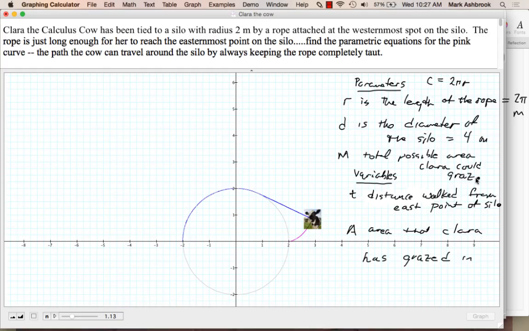Then what's the domain of capital A? What's the domain of capital A? 0 to M, right? She could have grazed none all the way up to the whole area that she could possibly graze in. So capital A could take on all these values from 0 to capital M, where capital M is the parameter, the total possible area she could graze in. Does that make sense? Okay, top hat, let's go.